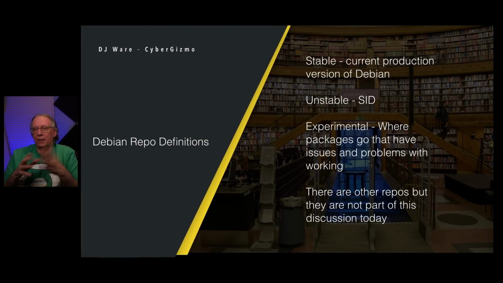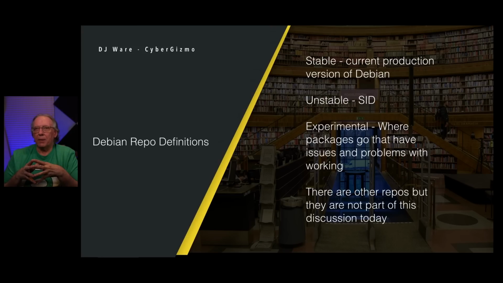One of the ones I left off here. So just to summarize, unstable is SID. Experimental is where packages go that have issues and problems. Stable is the production release. Testing is the next stable release of Debian.